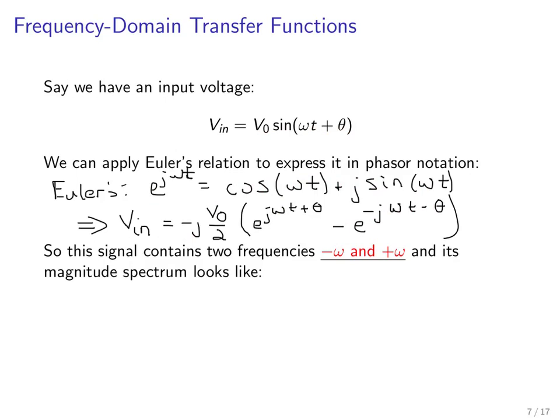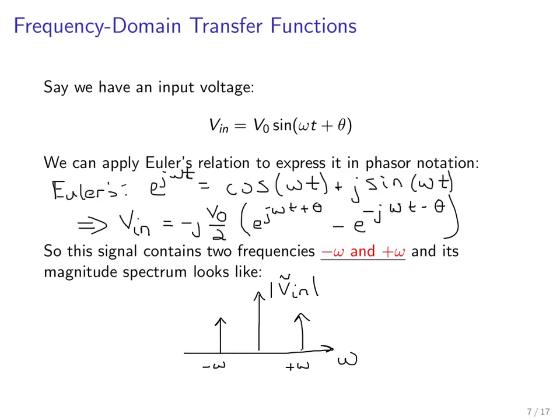What you can see by applying Euler's relationship here and expressing this as the sum of two complex exponentials is that this signal contains two frequencies: a frequency of plus omega and a frequency of minus omega. If you were to look at its spectrum, as a function of omega, its magnitude spectrum, where the energy of this signal lies, we can call this the magnitude of the Fourier transform of Vin. You'd see that it has two spikes, one at the minus frequency and one at the positive frequency. This would be minus omega, and this would be plus omega.